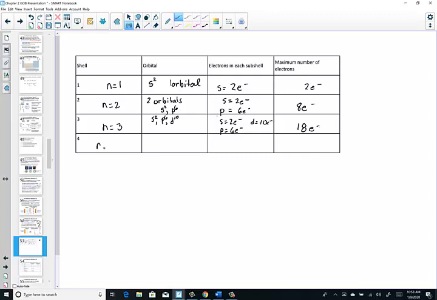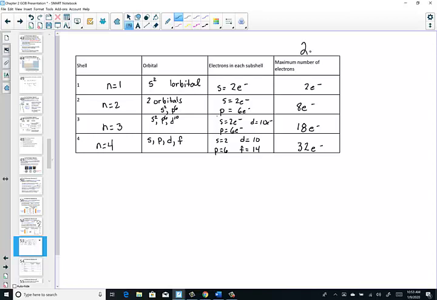And if n equals 4, we have an S-shaped cloud, a P-shaped cloud, a D-shaped cloud, and an F-shaped cloud. The S's hold up to 2 electrons. The P's can hold up to 6 more. The D's can hold up to 10. And the F's hold up to 14. That's where we found 32 is our maximum number of electrons.